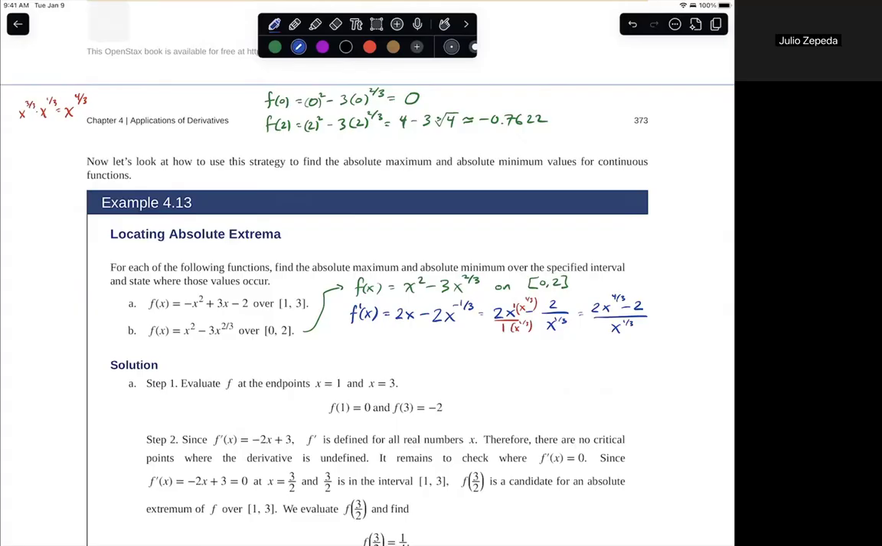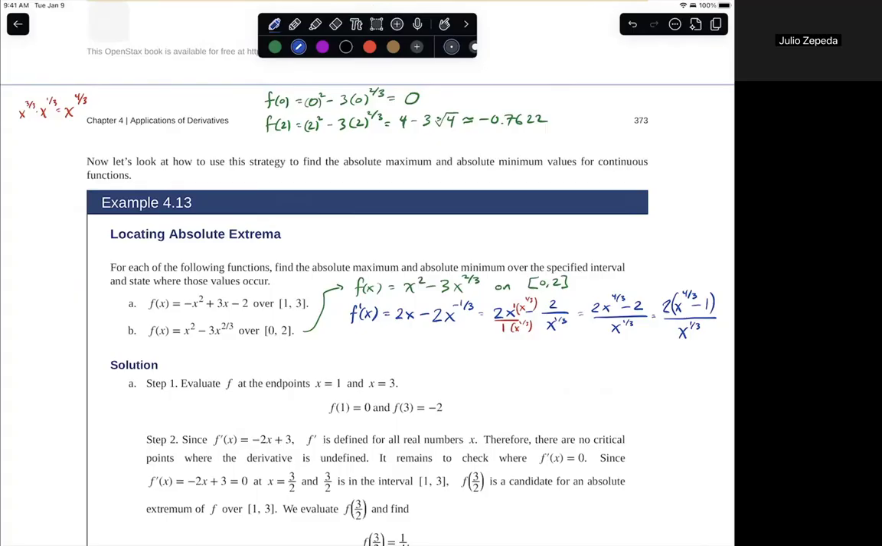They have a common denominator, so we can combine the numerators, and this is 2x to the 4/3. Oops, let me factor out a 2. x to the 4/3 minus 1 over x to the 1/3. Okay, so now we can find the critical points.